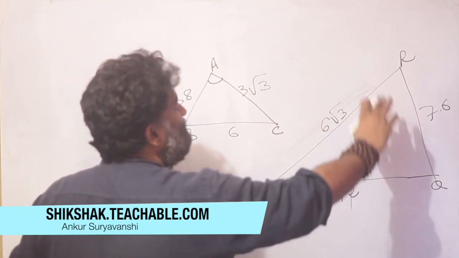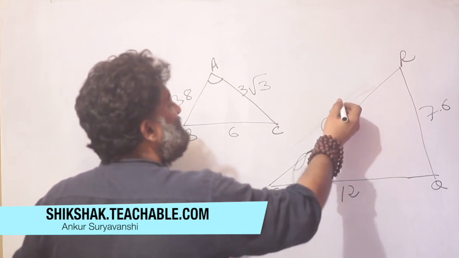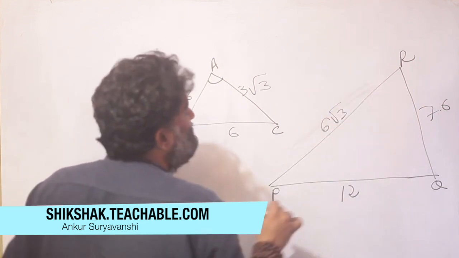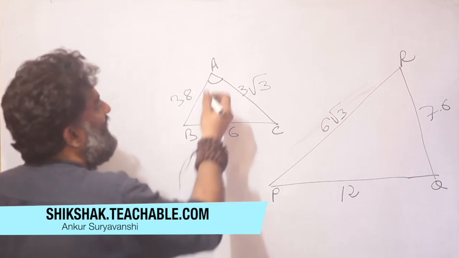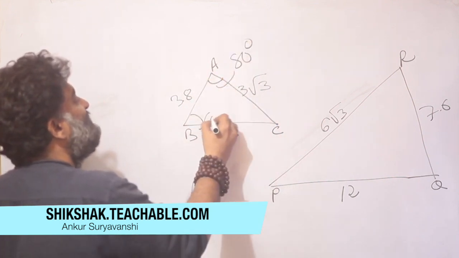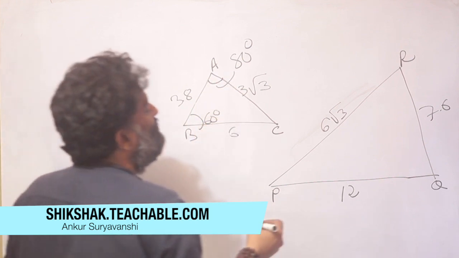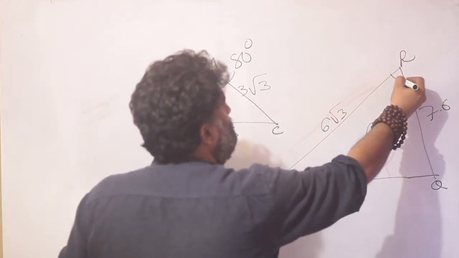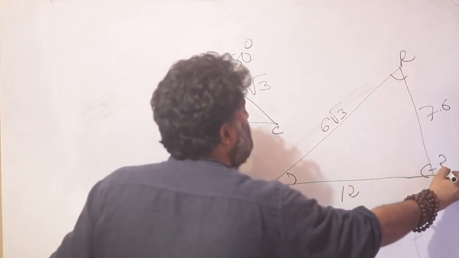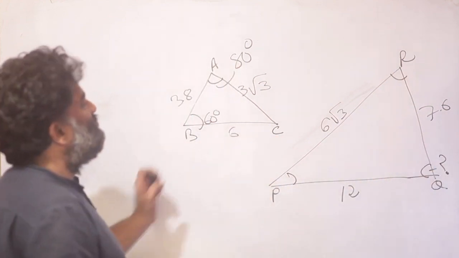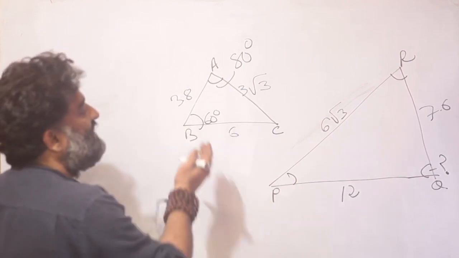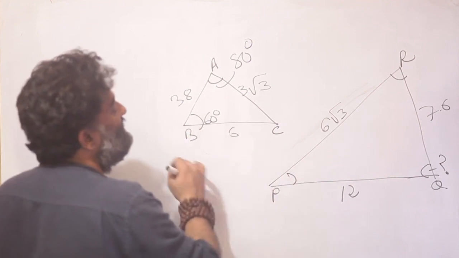There is another triangle PRQ. PR is given as 6 root 3, RQ is given as 7.6 and PQ is given as 12. And this angle is also given. Angle A is 80 degrees, angle B is 60 degrees. And your question is, what is angle Q? So the question is not very important. We just want to repeat the process a couple of times and notice the correspondence and the ratios.